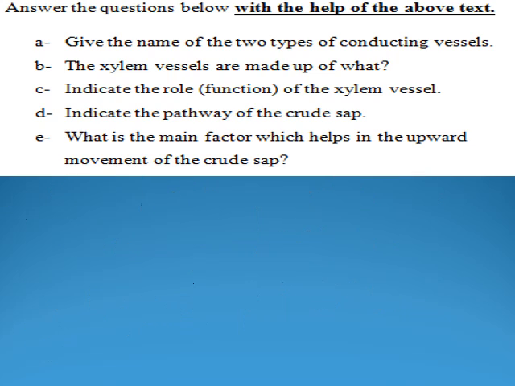Okay, so in this one, name the two conducting vessels, we said they are xylem and phloem. The xylem vessels are made up of what? They are made of dead plant cells. Indicate the role or the function of the xylem vessels. Main role is to transport the crude sap. Pathway of the crude sap, we say that the pathway is from the root hairs to the roots, to the stem, and finally to the leaves. What is the main factor which helps in the upward movement? Presence of an upward pressure. This is known as the root pressure. Okay, thank you.